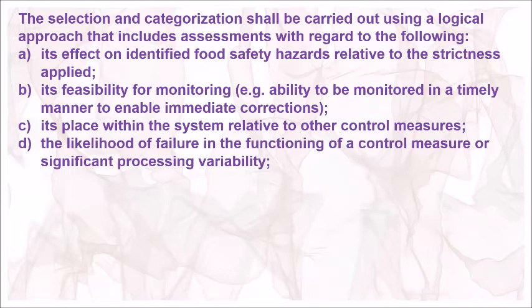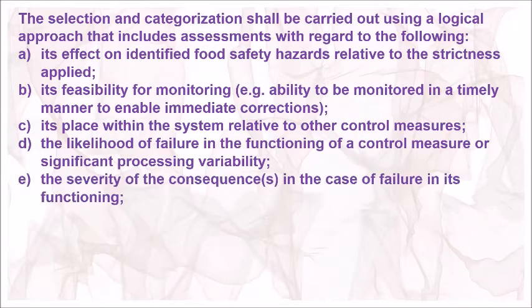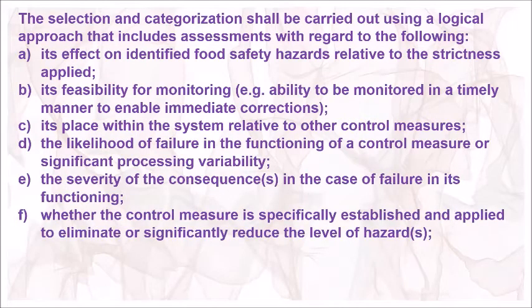Is there a chance that whatever control measure you're going to put in place could fail? And if it is going to fail, what is its consequence going to be? Okay, how it's going to deviate from your system, or what is going to happen if it fails? So you need to think of these points also. The severity of consequences in case of failure in its functioning. So to what extent the severity is going to be in case your control measure fails. Whether the control measure is specifically established and applied to eliminate or significantly reduce the level of hazard.